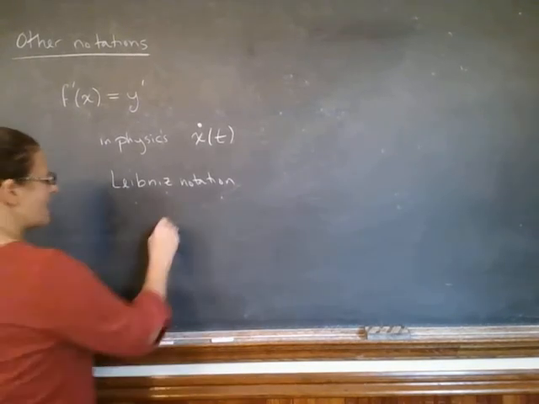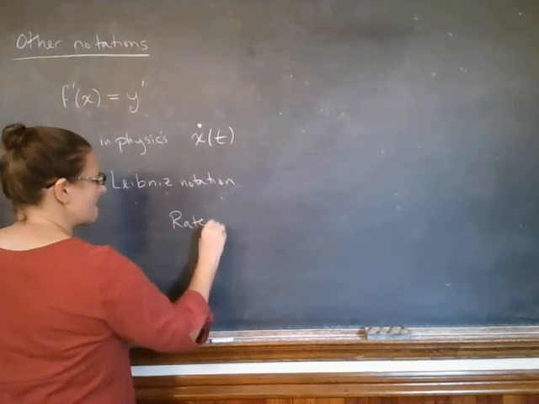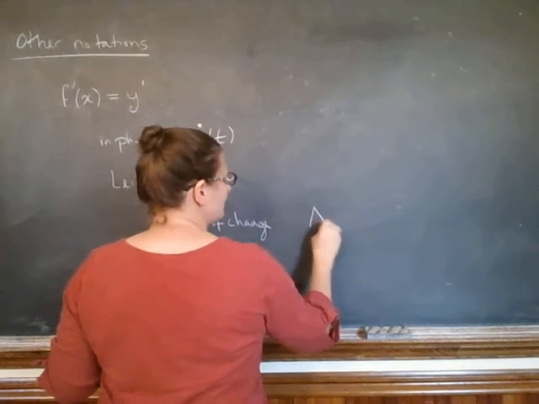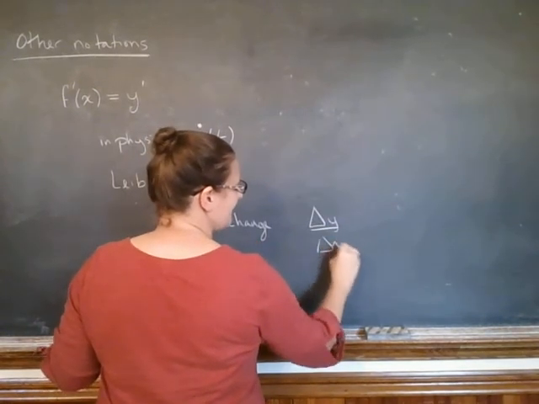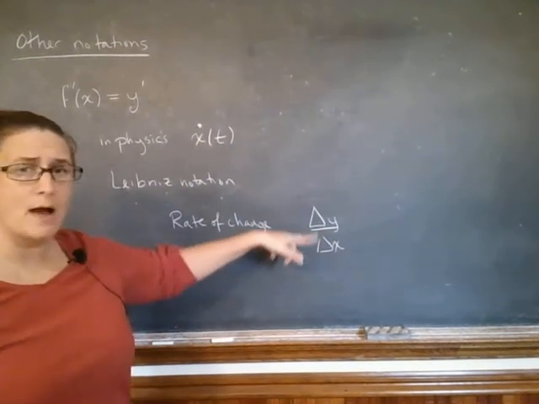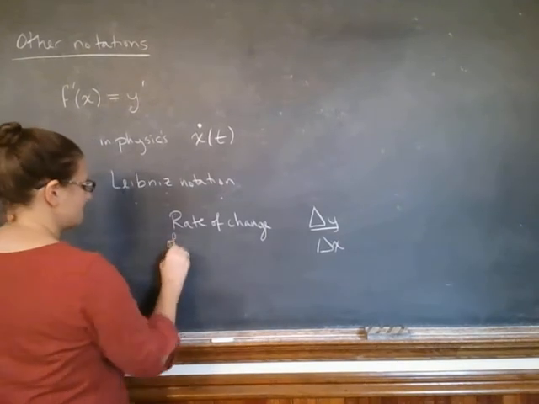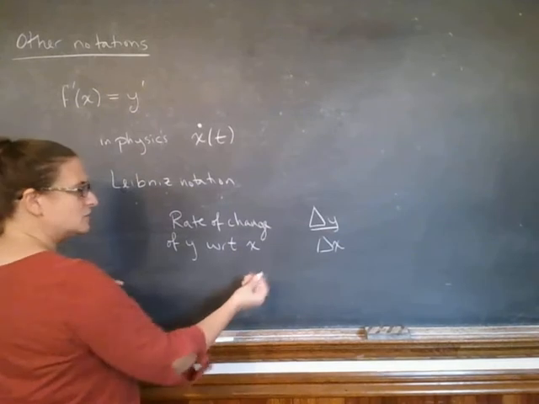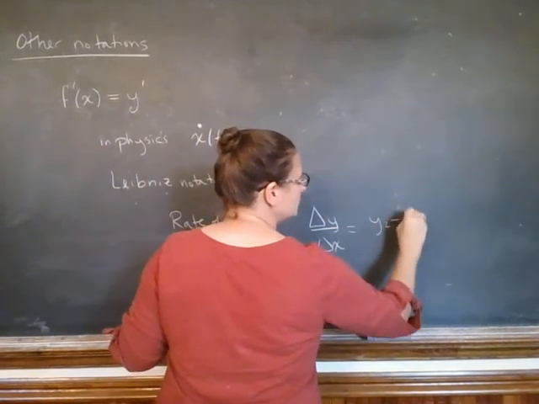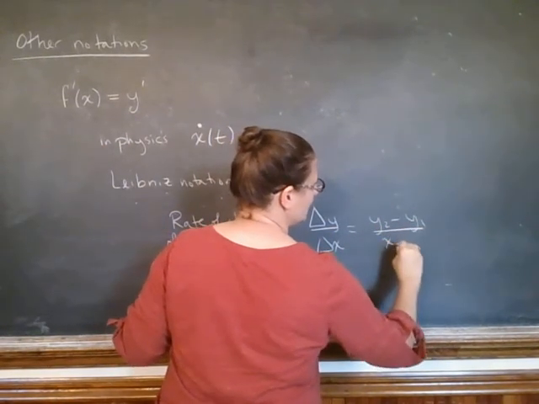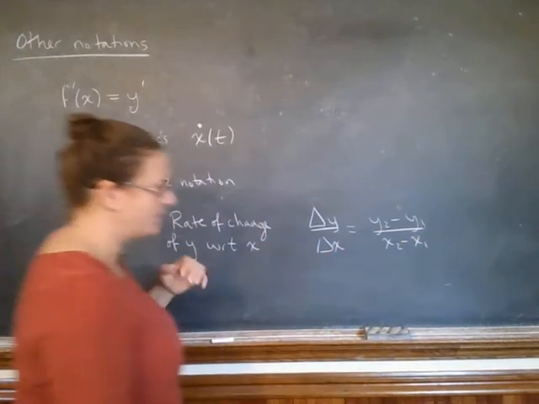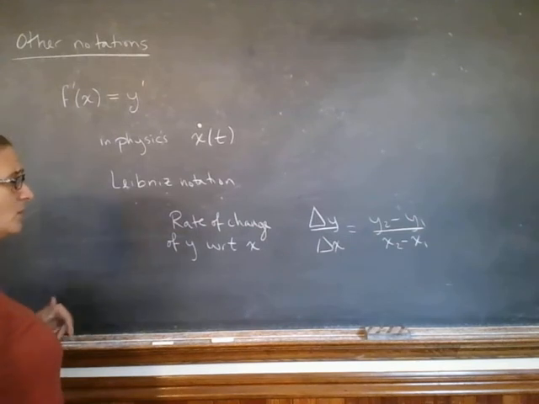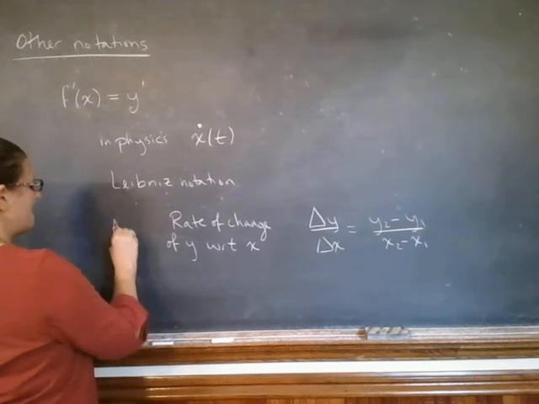Remember, we talked about rate of change. So rate of change, it was delta y over delta x, right? The rate of change of y with respect to x. So this would have been the average rate of change. So this would have been y2 minus y1 over x2 minus x1. We talked about this very briefly. Rate of change of y with respect to x. So this will be the average rate of change.